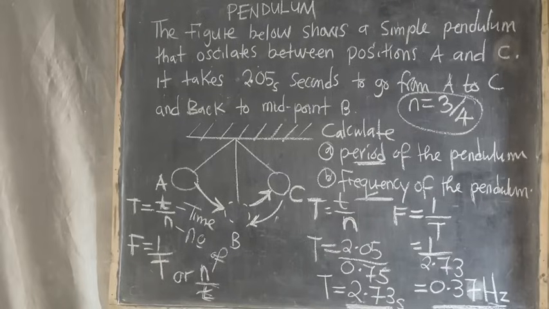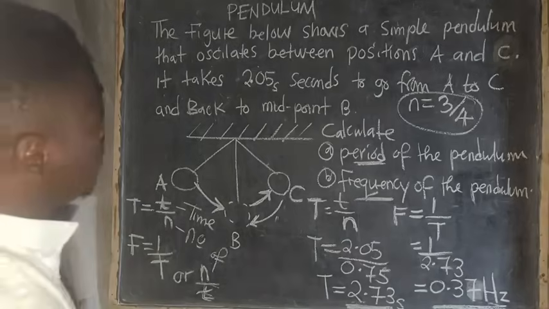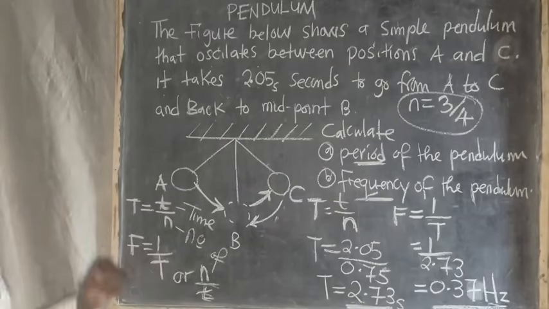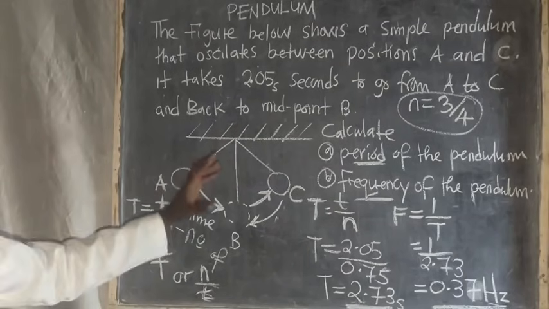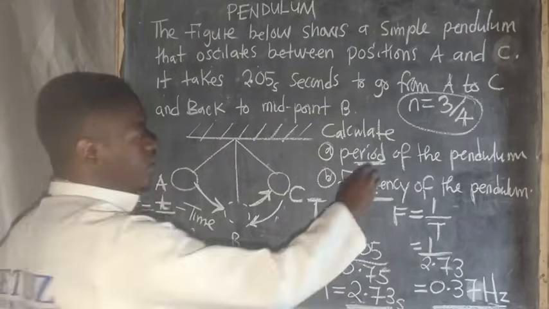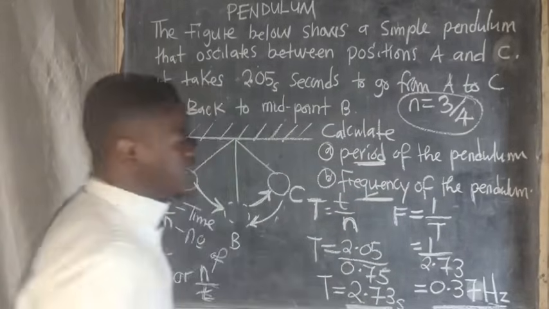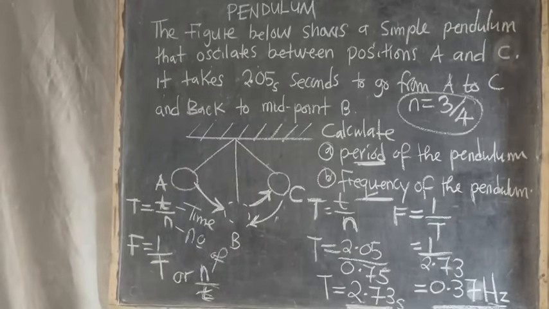So these are procedures that you need to do. These are some of the things that you need to take advantage of if they are to come in an exam. Have you seen? Just like this, you know how to calculate the period. You need to know how to calculate the frequency. So this is how you need to answer these questions.